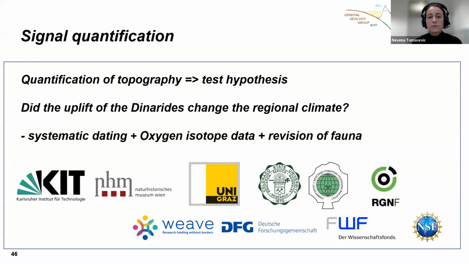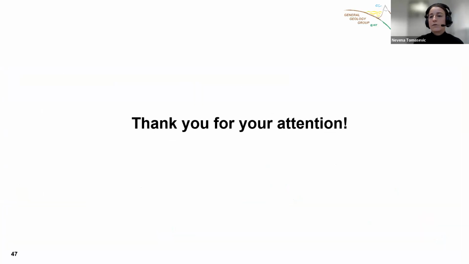So the quantification of topography and testing the hypothesis that the Dinarides were high enough during Oligocene-Miocene time to affect these contrasting climate and depositional conditions is our next step, which includes systematic dating of mostly lakes in the internal part of the Dinarides, oxygen isotope data, and revision of fauna. And with this, I would like to thank you for your attention.